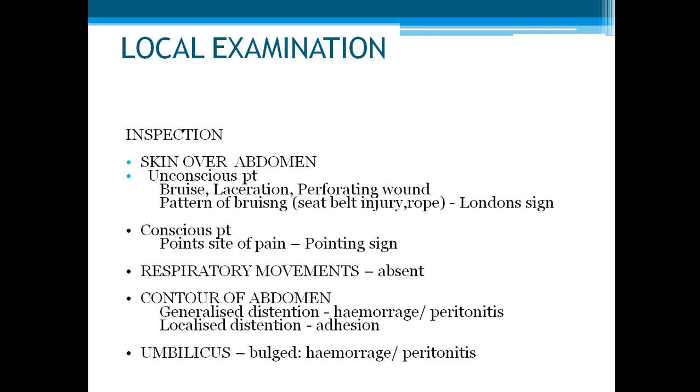Whether the respiratory movements are present or not, for example, in a patient with lower rib fractures, respiratory movement will be decreased. Even in upper rib fractures respiratory movement will decrease, but we are looking into the abdomen, whether the patient has got any decreased respiratory movements, which is suggestive of either a lower rib fracture or peritonitis. Looking for the contour of the abdomen, is there any generalized distension, maybe due to hemorrhage or peritonitis, or a localized distension due to adhesions? Umbilicus sometimes might be bulged because of hemorrhage or peritonitis.